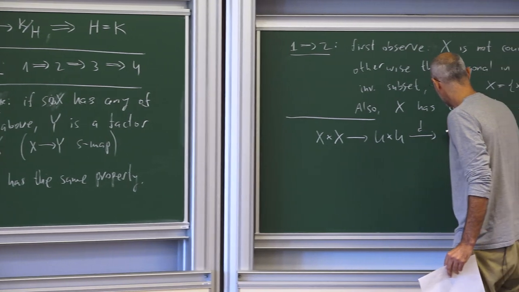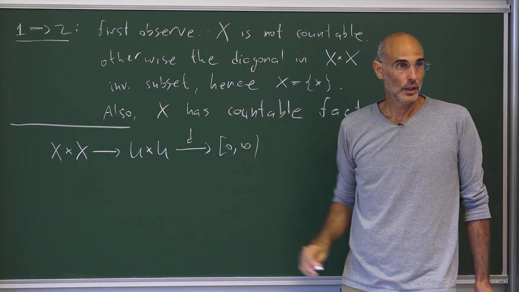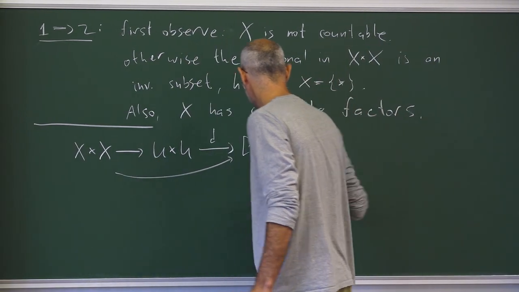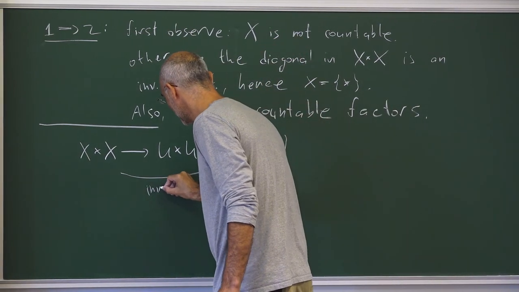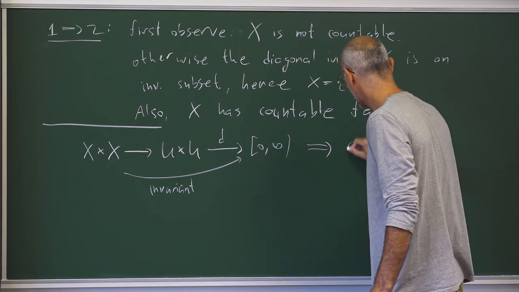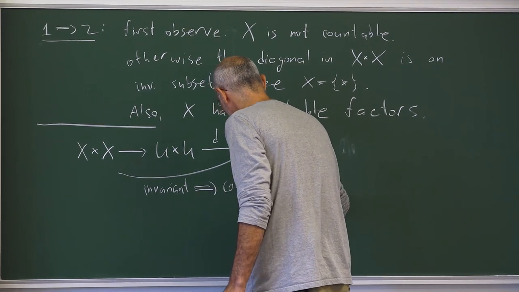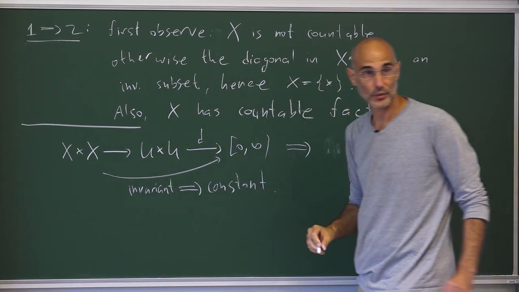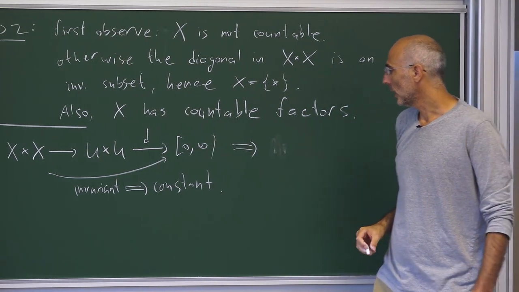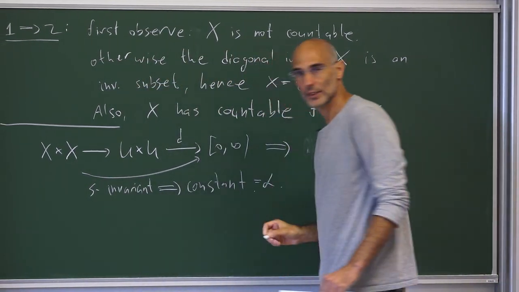And here, I have the metric, which is defined. And it is assumed to be invariant. So this map is invariant, hence constant by ergodicity of the action of X on X times X. And because here there is no action, this map is S invariant. So constant, let's call it alpha, the constant.